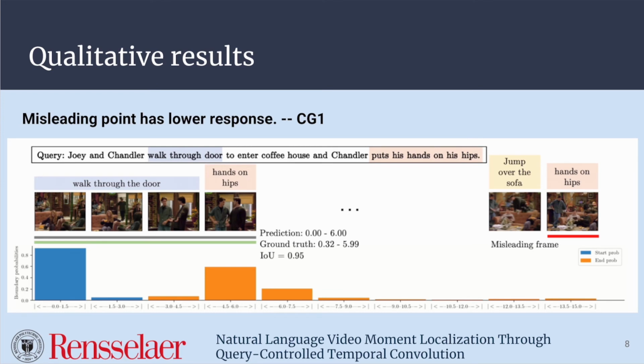Here we visualize an example for challenge 1, as mentioned before. We can see that all the neighbors around the boundary have a higher response because they together cover all the environmental constraints mentioned in the query, like entering the door and hands on hips. While the misleading point contains the action hands on hips, its neighboring points do not meet all of the constraints, so they all have a lower response. Therefore, by generating the position-aware query filter, our model produces good results for this challenge.